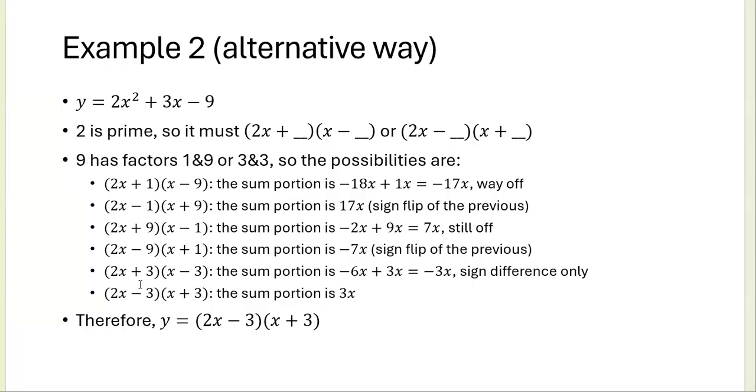Okay. Now what about over here? 2x plus 3, x minus 3. This is the last choice because we eliminate all 1 to 9 candidates over here. Yeah. How about 3 and 3 now? So we're left with that. So if we expand it out, the sum is negative 3x. We want positive 3x, so it's just a sign difference. Let's flip the signs. Okay, so therefore, factor form is 2x minus 3, x plus 3.